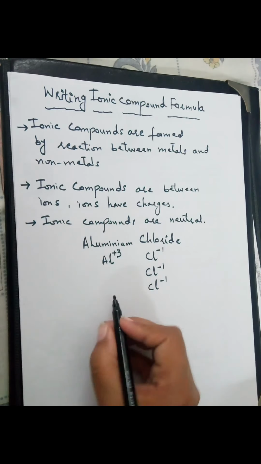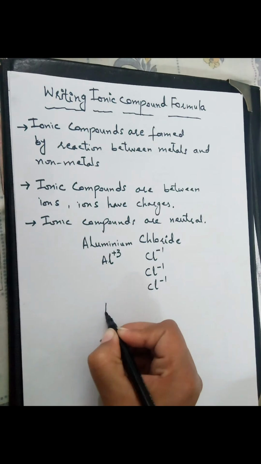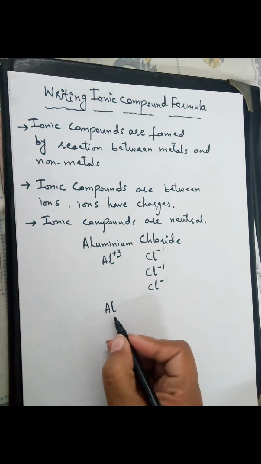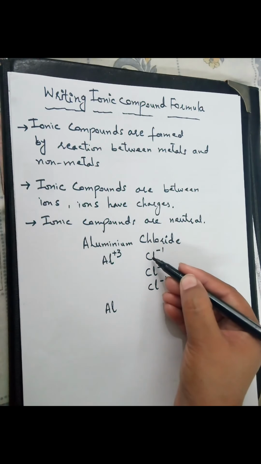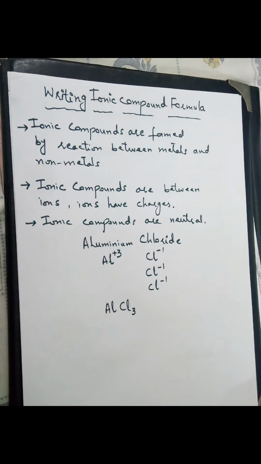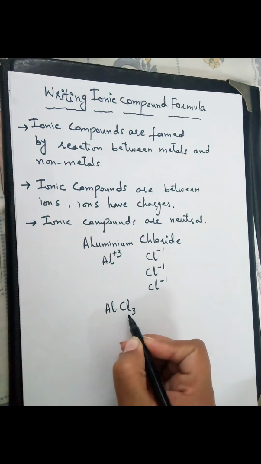So how can we write the formula? There is one aluminum, okay, and 3 chlorine. So it is aluminum chloride.